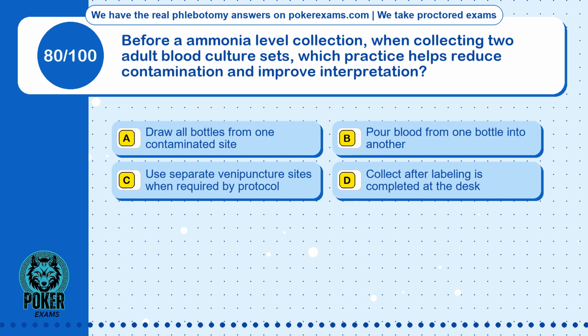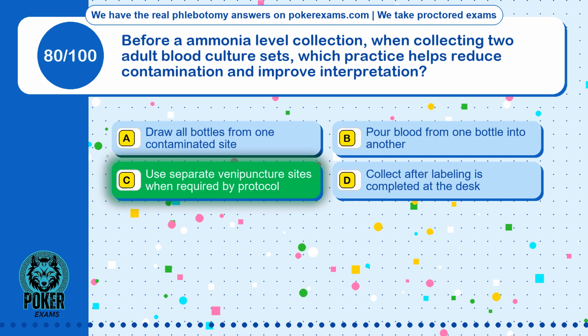Question 80. Before an ammonia level collection, when collecting 2 adult blood culture sets, which practice helps reduce contamination and improve interpretation? Option A. Draw all bottles from one contaminated site. Option B. Pour blood from one bottle into another. Option C. Use separate venipuncture sites when required by protocol. Option D. Collect after labeling is completed at the desk.